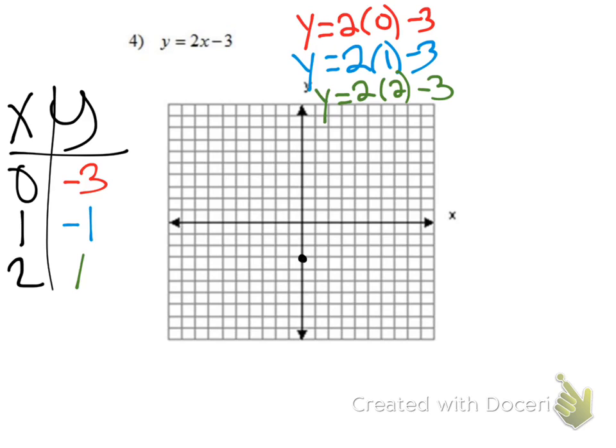Graph them side to side. 0 down 3. 1, 2, 3. Right 1, down 1. Right 2, up 1. Connect it. Arrows on the ends. Done. Could you have done M and B?